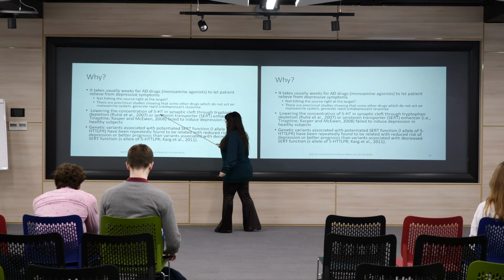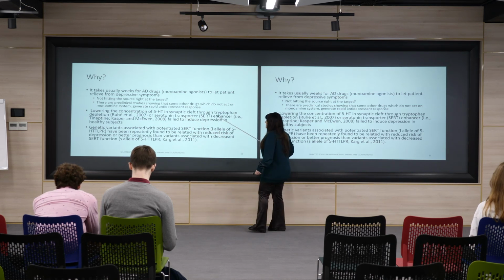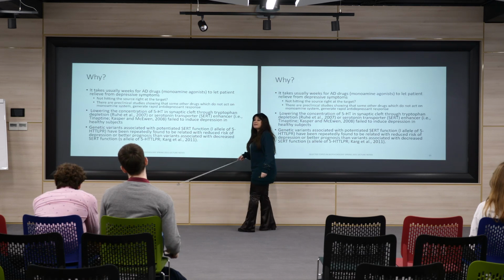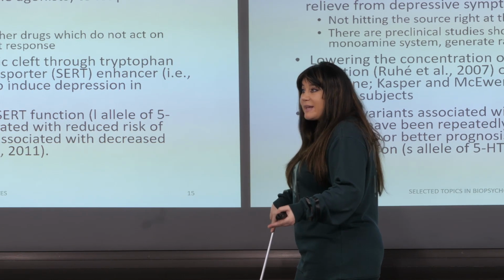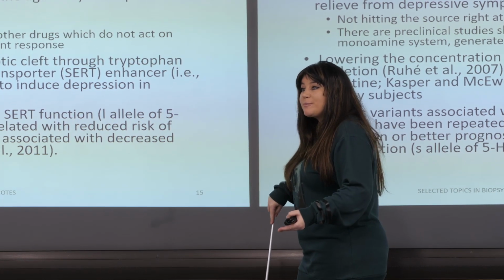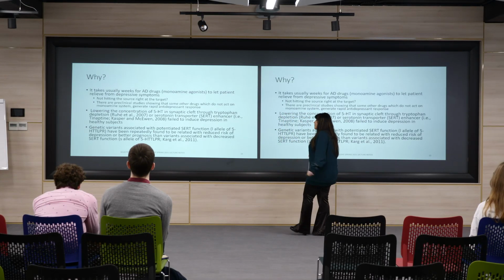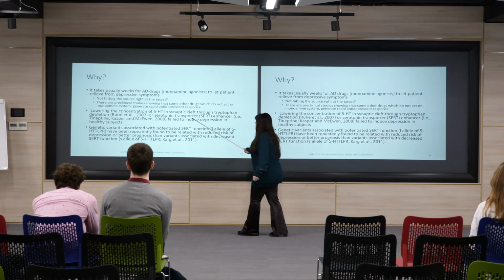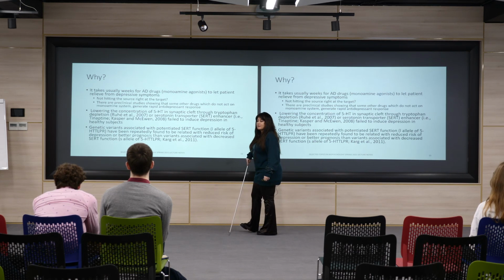Another thing: lowering the concentration of serotonin in the synaptic cleft through tryptophan depletion or a serotonin transporter enhancer failed to induce depression in healthy subjects. So again, if it is related to the serotonin system and serotonin dysregulation, then they could modify serotonin dysregulation in healthy people and should expect depression in those people, but it was the opposite. In healthy people, when they induced a dysregulation with the use of some kind of drugs, they did not actually observe depressive symptoms.